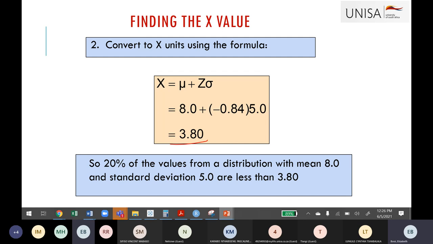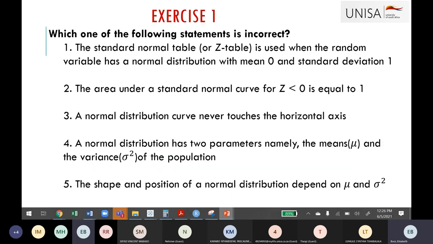And with all that we have learned, we can now do some more activities in order for us to understand all this. Our first exercise is just theory. Remember also, you need to know your theory in order to answer all the questions in your exam or in your assignment as well. Not only are you going to do calculations, but you also need to know theory. So which one of the following statements is incorrect? I expect everyone now to be unmuted, because here we can discuss each statement one by one and you just respond, because I don't want you to go and do some calculation.